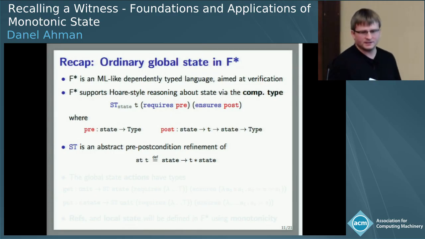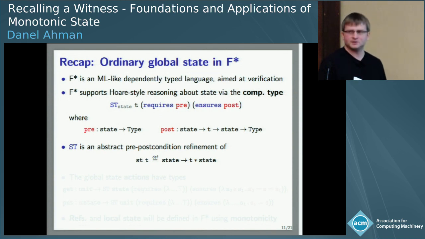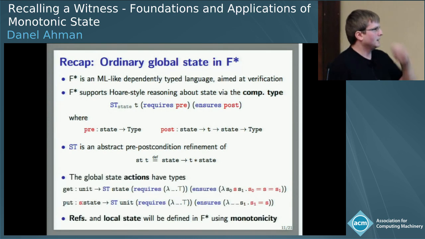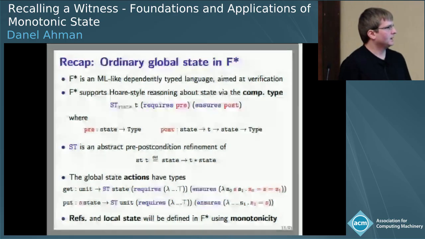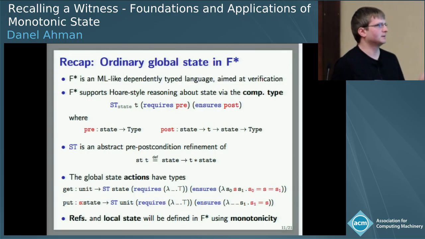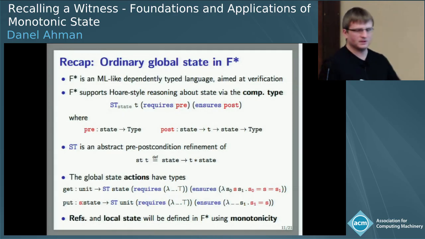And the other idea is that this is just a pre-post condition refinement of your usual state monad that you know from Haskell. It comes with two actions, get and put, the usual global state actions. Both of them have just trivial preconditions, and the post conditions are what you would expect. So get gives you the current state, and it doesn't change the state. And put makes the final state equal to the state that you passed it. So this is a recap of how you deal with ordinary state.